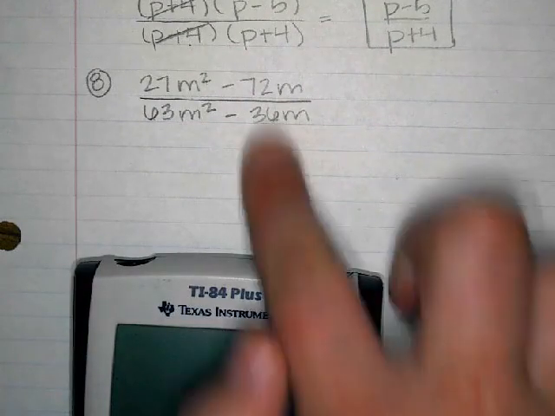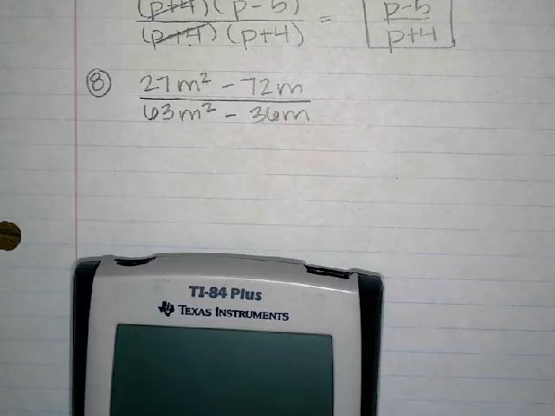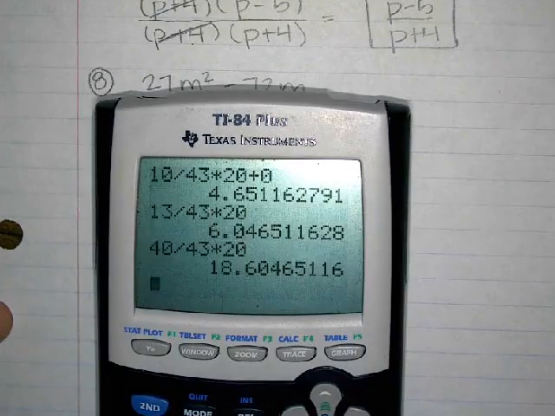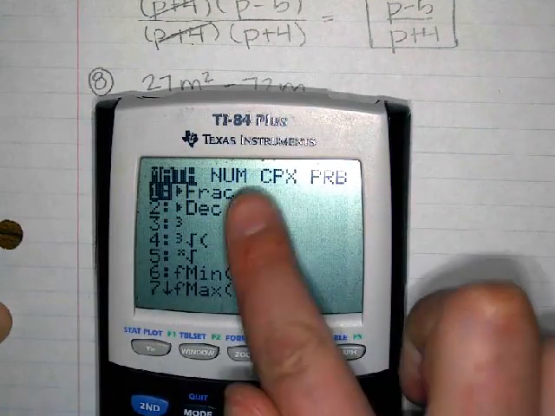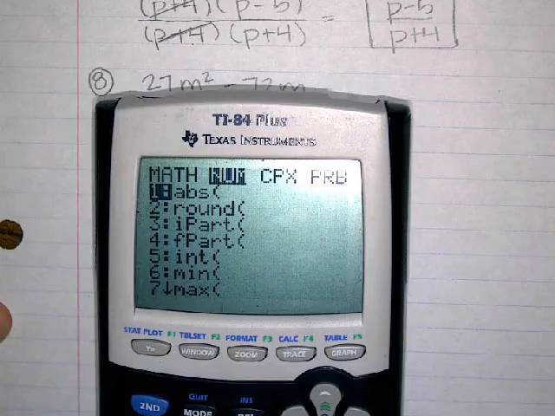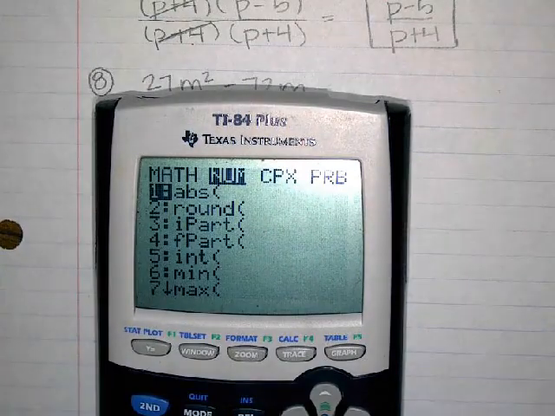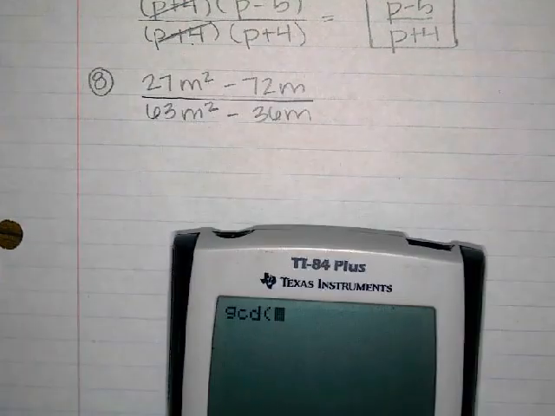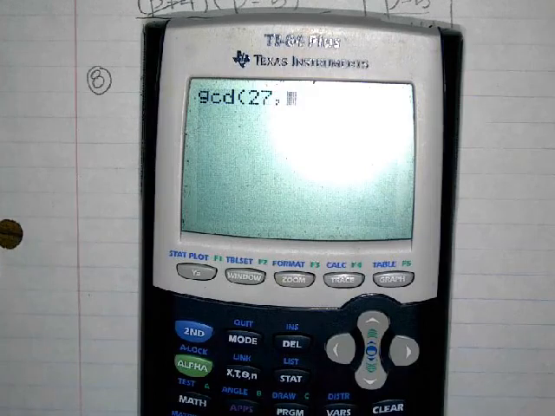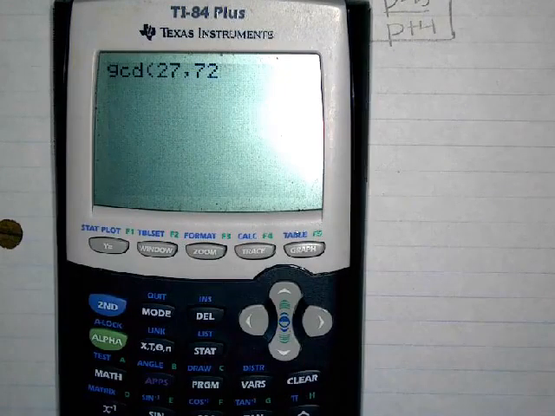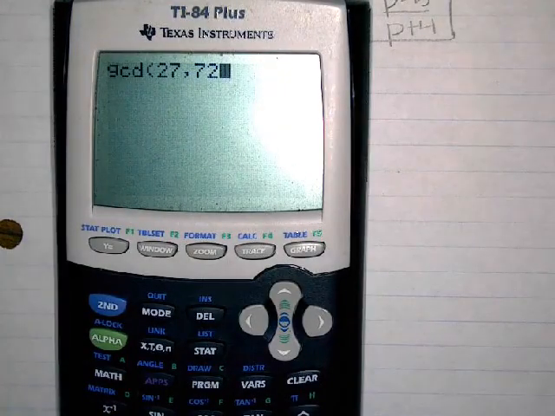Yeah. Math button to get to this screen, go over to number, and which number do we click? 9. Click number 9, okay? And we're going to find the GCF between 27, comma 72. And remember, the comma is right above the 7 button. Okay, so what's the GCF between 27 and 72? 9. Okay, so I'm going to take out a 9.